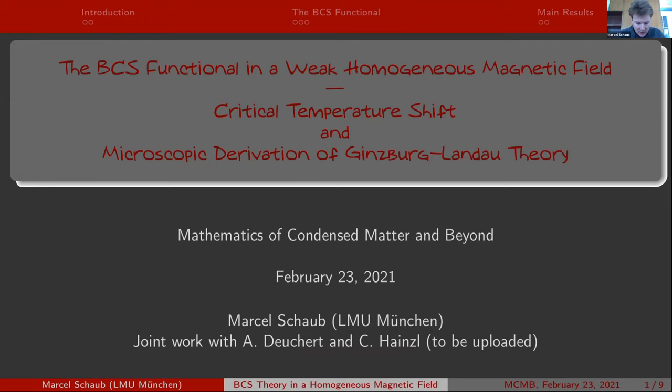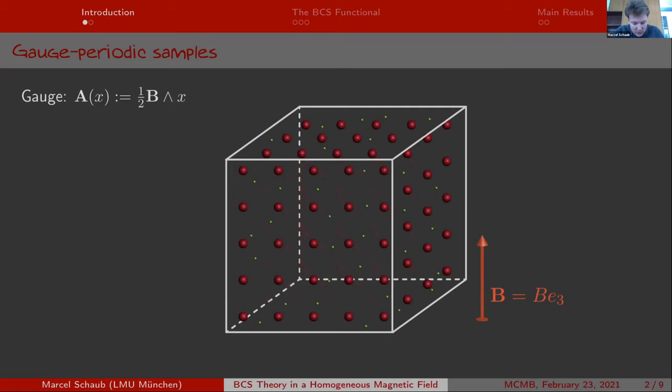Okay, I have in mind a sample of fermions, which could, for example, be electrons in a metal, where the green balls are the electrons and the red balls are the ions. And this sample is exposed to a constant magnetic field, which is pointing in the e3 direction, and strength B, which is just a number that is positive. Okay, and I'm choosing the gauge 1/2 times the cross product of B and x.